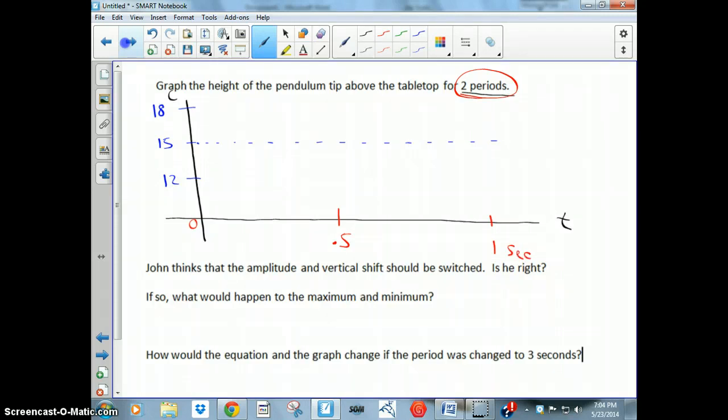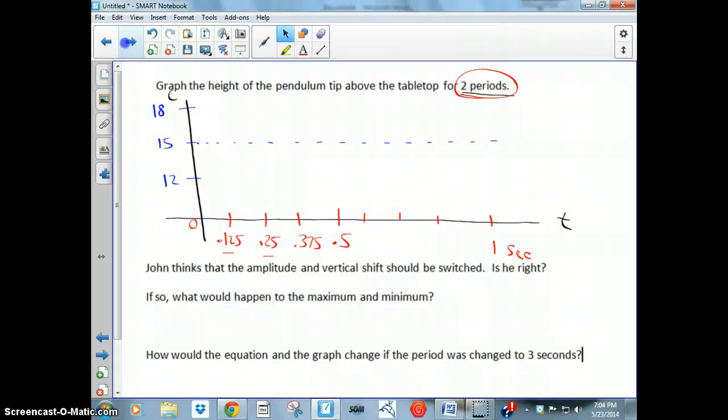Okay, good. Well, 0.5, let's talk about halves there. Half of 0.5 is 0.25. Half of 0.25 is 0.125 seconds. Now, if I count by 0.125s, I get 0.125, 0.25, and then right here would be 0.375. And there are my 5 lines I need to graph my equation.